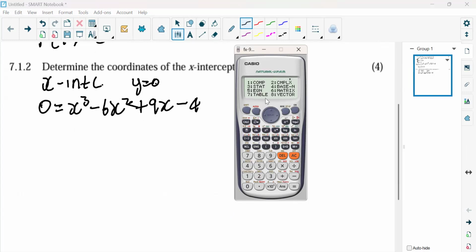Mode. Just look for table, depending on the option of your calculator. Most of the time, it's usually on 3. Mine's on 7. Okay, so just say table, 7. From there onwards, we're going to type this function.